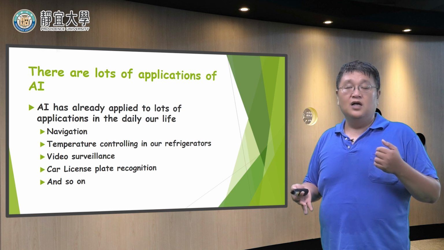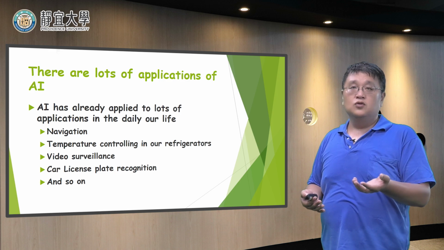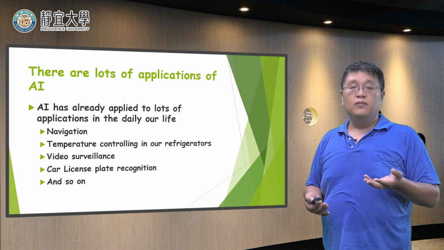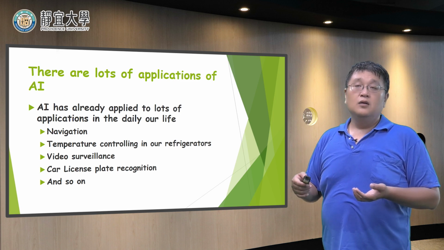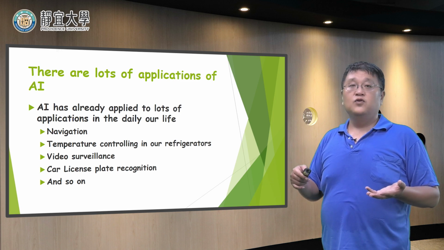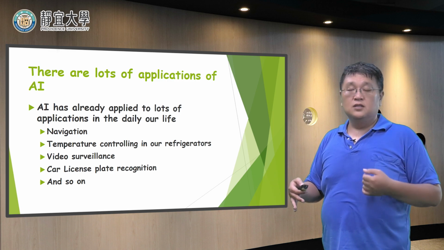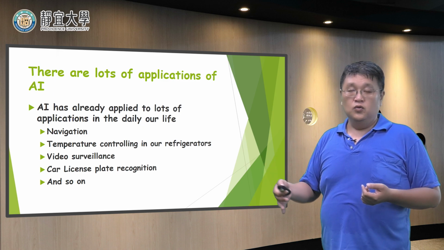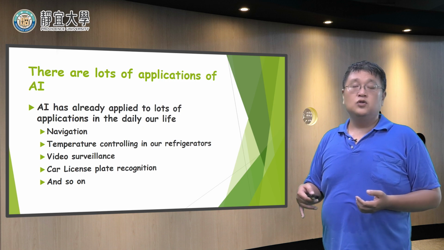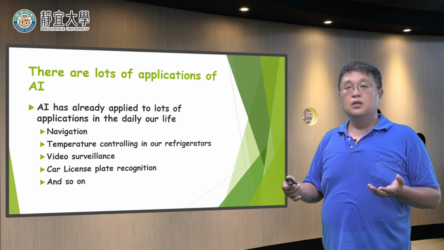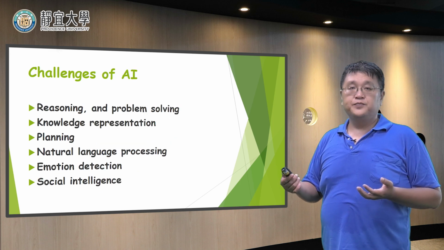AI can do other things too. It suggests what clothes you might want to buy, what books you can buy, and what else you may be interested in, maybe films. If you want to see some movies, it will help you know what you may be interested in. So there is a lot AI can do in our daily life.